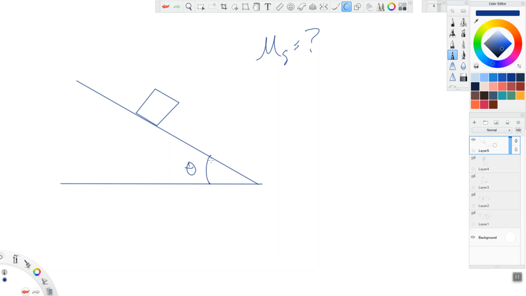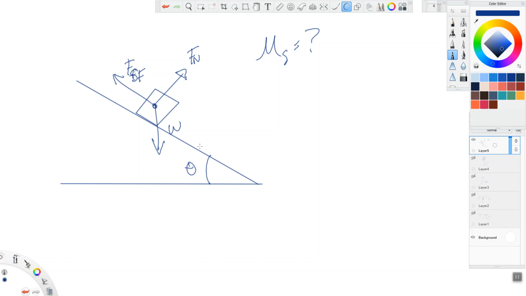Well, first thing I'm going to do is draw my free body diagram. So I've got weight downwards. I'm going to have normal force upwards. And I'm going to have a frictional force going back, and that's going to be the force of static friction.